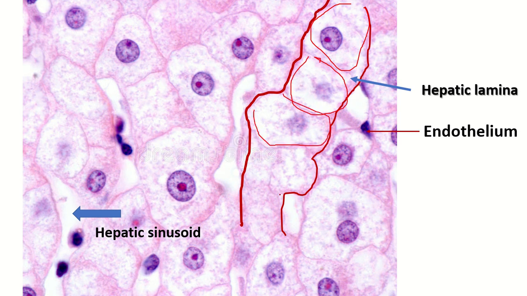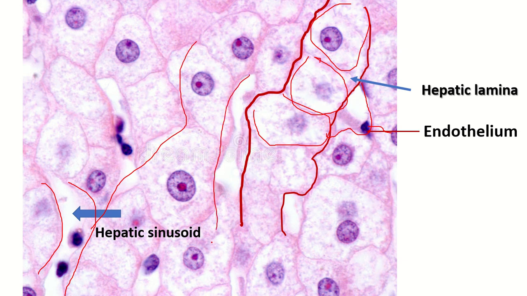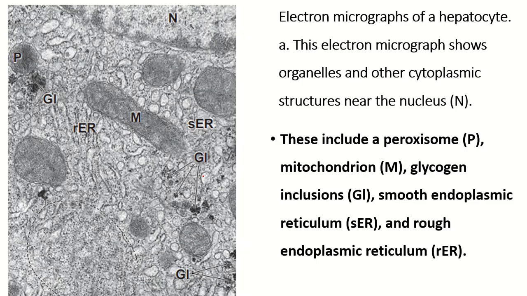They form hepatic lamellae, which are separated by the hepatic sinusoid, which is formed by the endothelium. This is the hepatic sinusoid, hepatic lamellae, hepatic sinusoids. This is the structure of the liver.